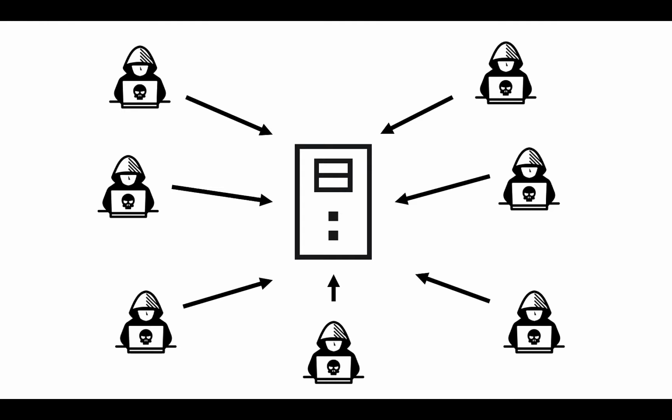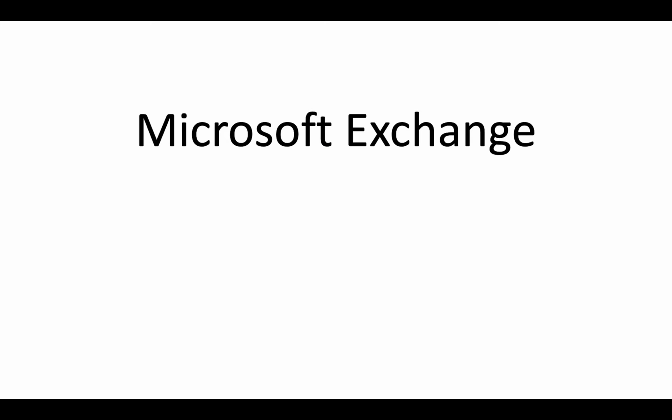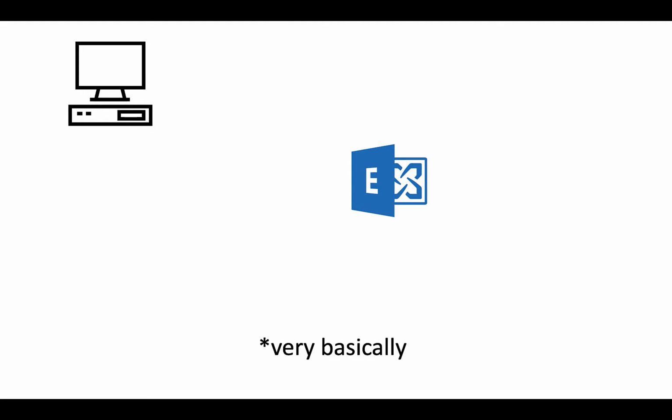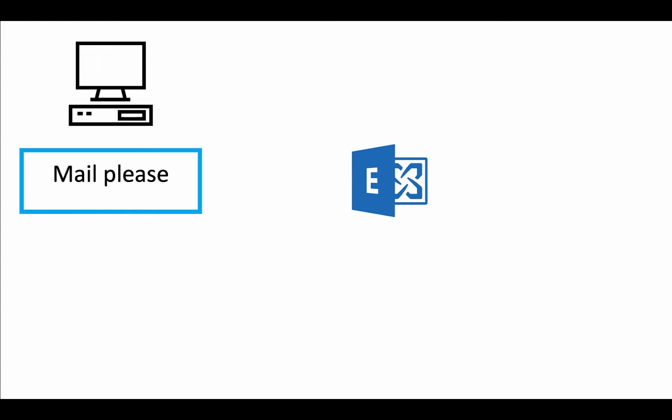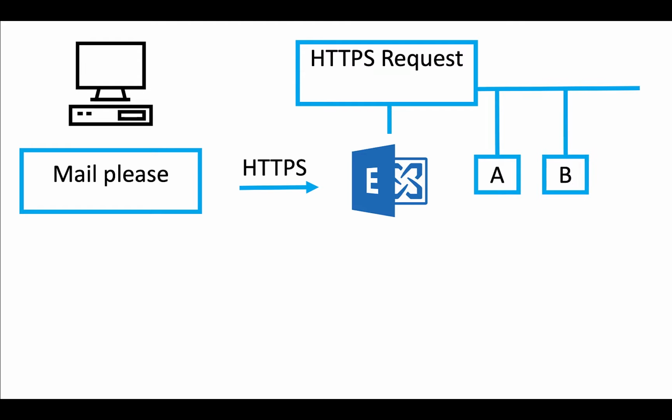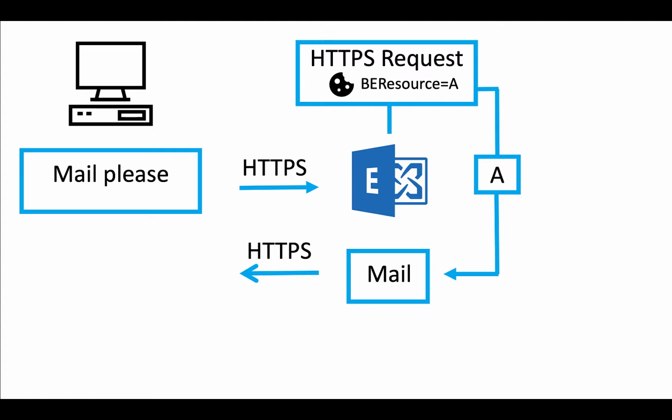For example, let's take a look at something that's been in the news. There was a set of vulnerabilities discovered in Microsoft Exchange servers, commonly referred to as ProxyLogon. We're going to take a look at CVE-2021-26855 specifically here. Now basically, how Exchange works is that it's an email server on the web. A client comes along and asks to see its mail over HTTPS, and the Exchange server forwards that request onto one of many back-end resources. Which resource it goes to depends on a cookie called BEResource, which routes the request to the correct resource so it can retrieve the mail and send it back to the client.